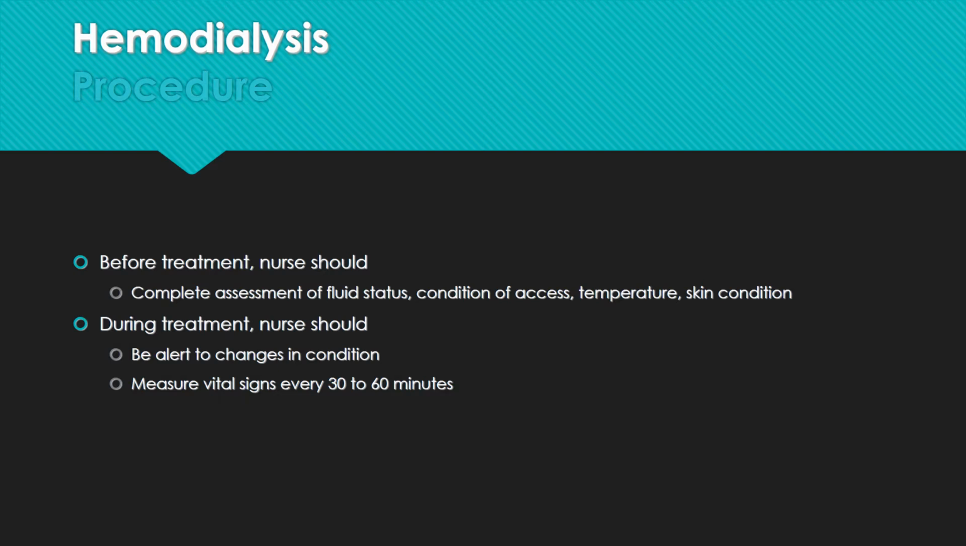Before treatment, the nurse should complete assessment of fluid status, condition of access, temperature, and skin condition, as well as usually there's a daily weight involved. During treatment, the nurse should be alert to changes in condition and measure vital signs every 30 to 60 minutes. Now, this is if the patient is on the floor. Or if they're in a dialysis center, that's what the dialysis nurse will do.